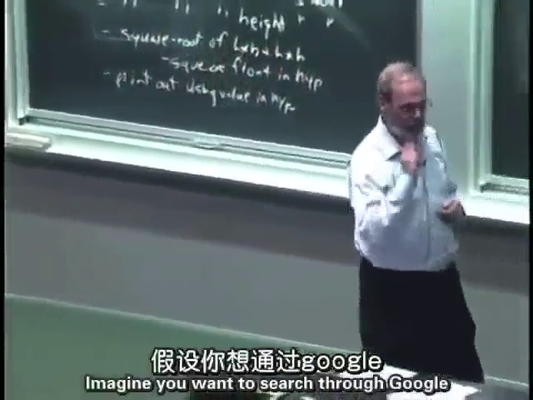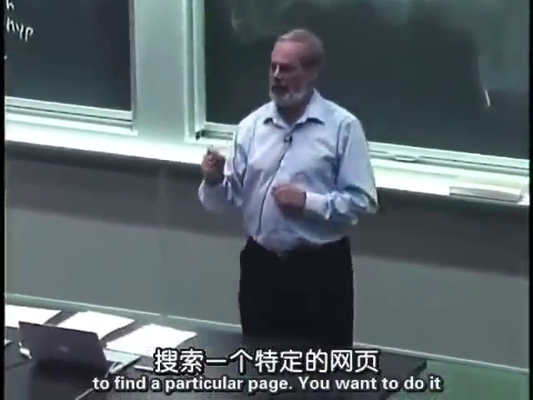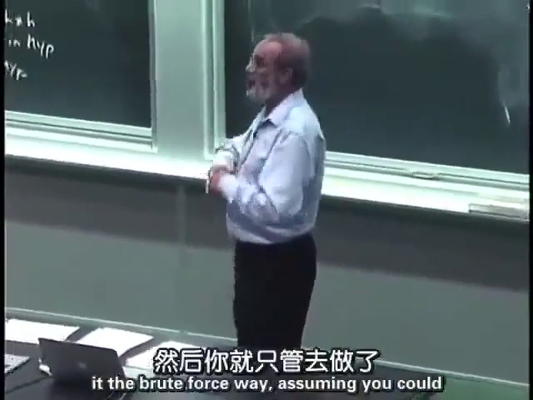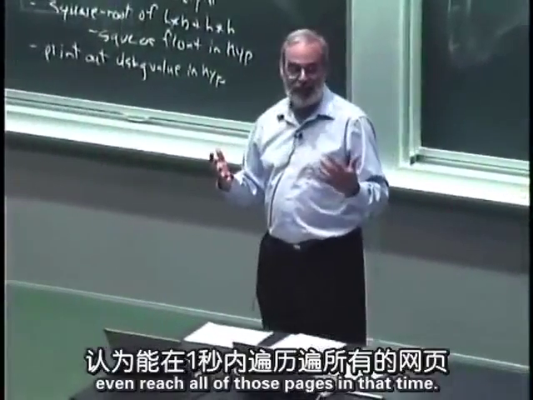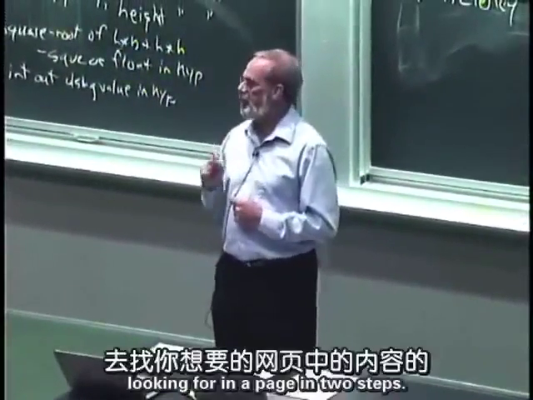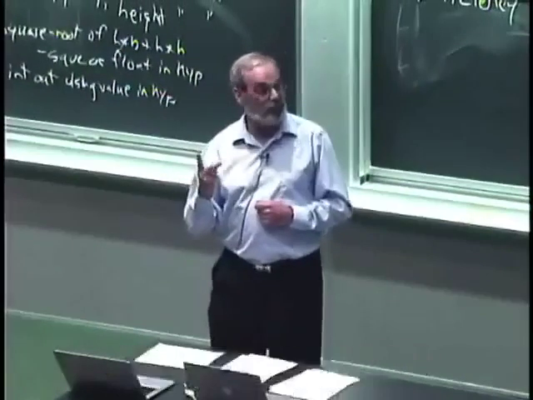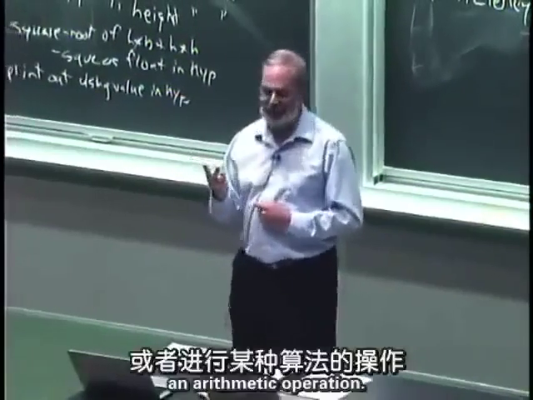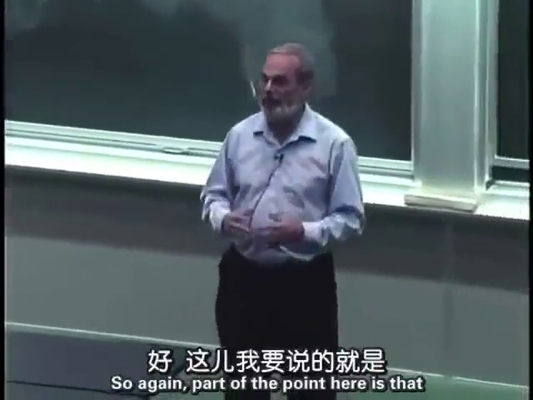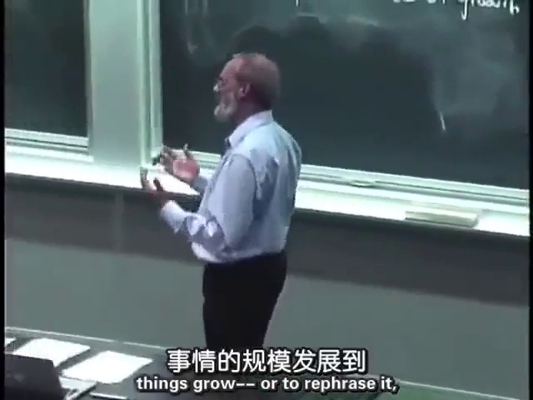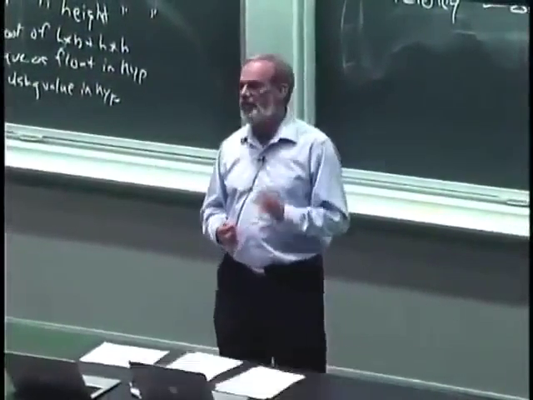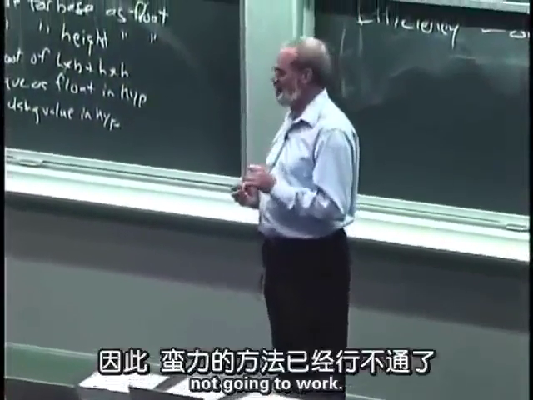Imagine you want to search through Google to find a particular page. You want to do it in a second. And you're going to just do it the brute force way, assuming you could even reach all those pages in that time. Well, if you're going to do that, you've got to be able to find what you're looking for in a page in 2 steps, where a step is a comparison or an arithmetic operation. Ain't going to happen, right? I mean, you just can't do it. So again, part of the point here is that interesting things grow at an incredible rate. And as a consequence, brute force methods are typically not going to work.